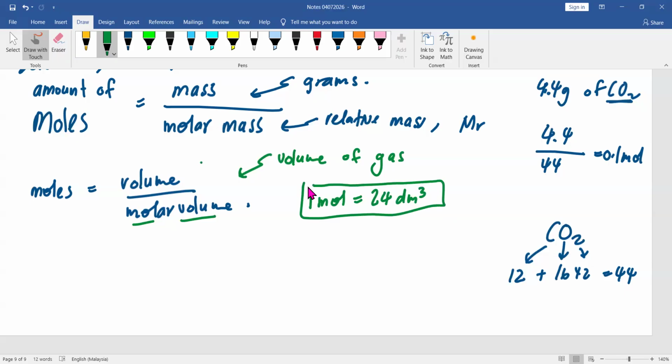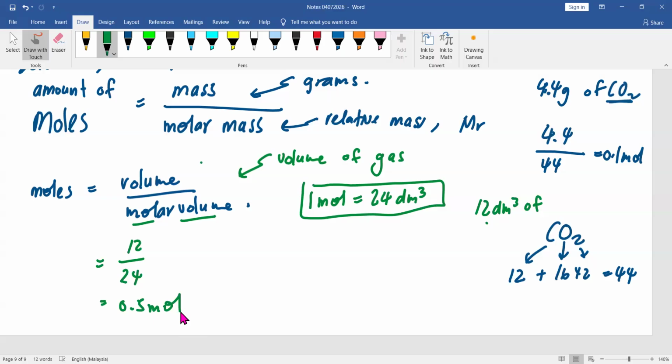If I randomly tell you I have 12 decimeter cubes of carbon dioxide, what is the mole? Volume is 12. Molar volume is 24. That gives you 0.5 mole.